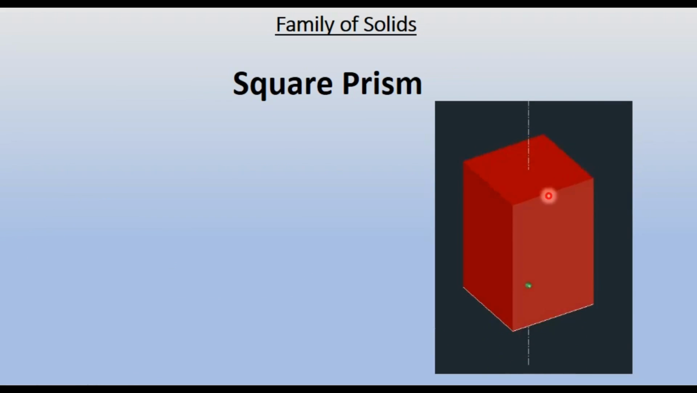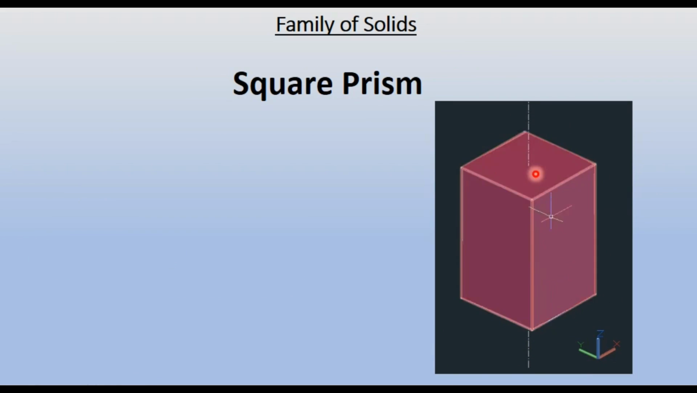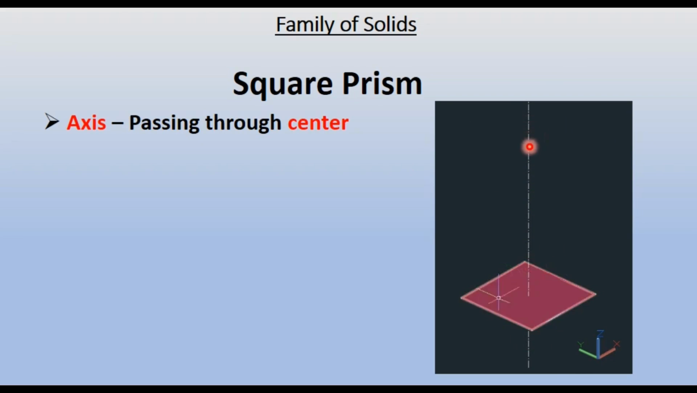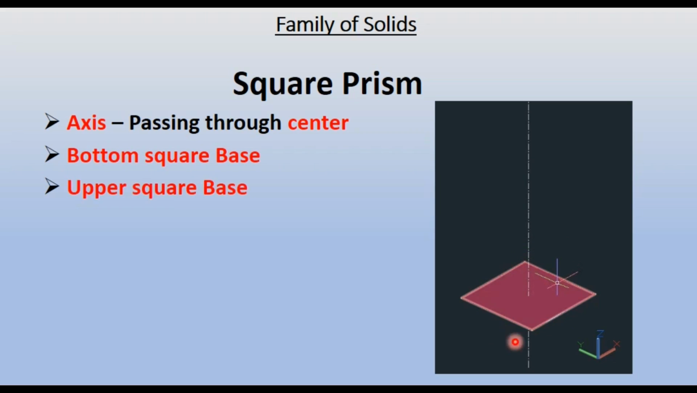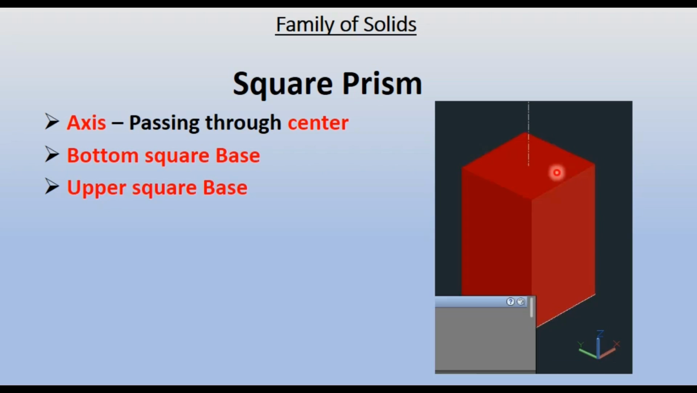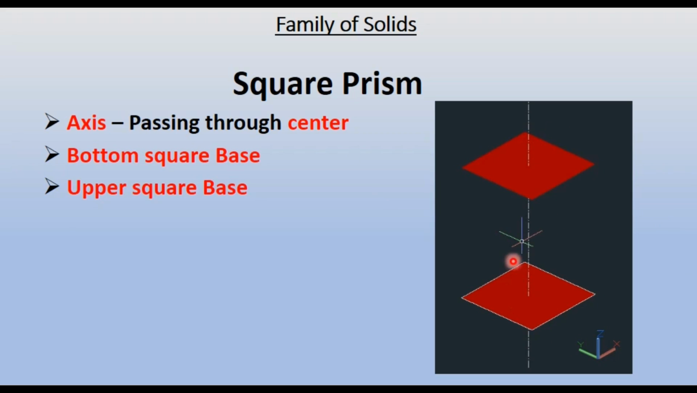We have a square prism now. As you can see, there is a square above and below. This is a square prism because it doesn't have any apex point. It has two bases, upper base and bottom base, and it has an axis passing through the center, and the bottom base is a square, and the upper base will also be a square, as you can observe here easily. This is the upper base and this is the bottom base, which are square in shape.